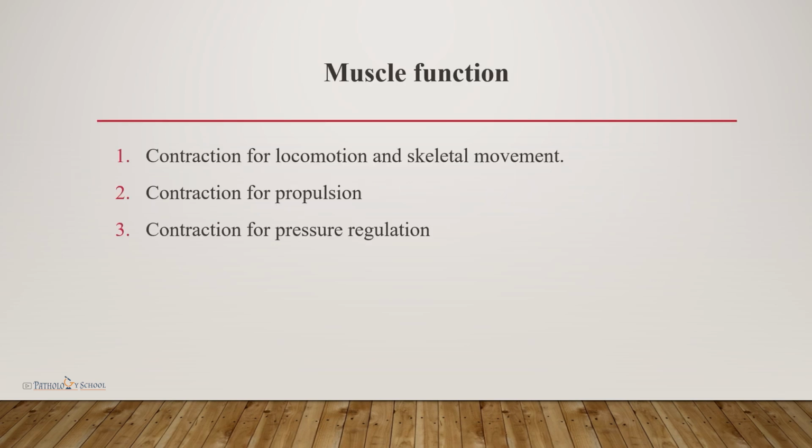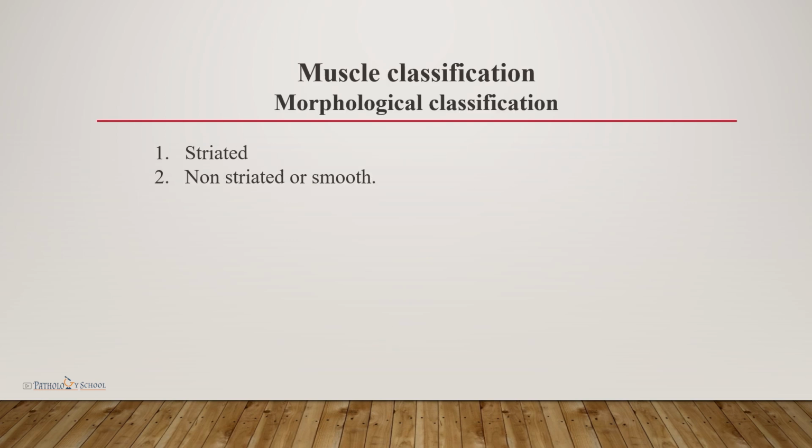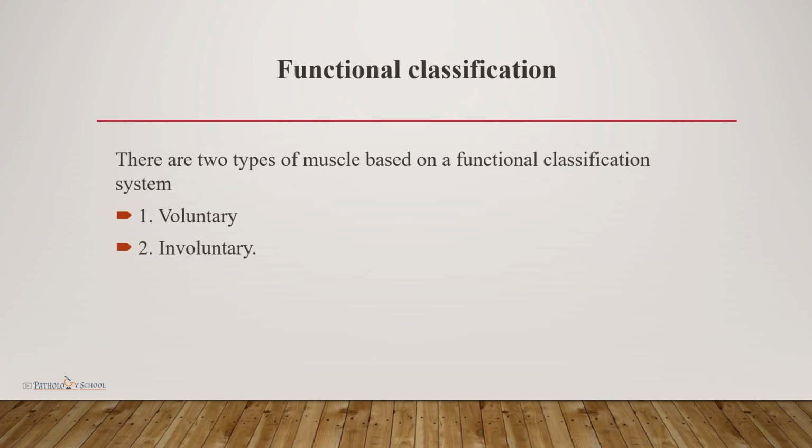The structure of muscle, like any tissue, depends upon its function. The functions of muscle fibers are contraction for locomotion and skeletal movement, contraction for propulsion, and contraction for pressure regulation. The morphological classification of muscle is striated and non-striated muscles. The functional classification is voluntary and involuntary.